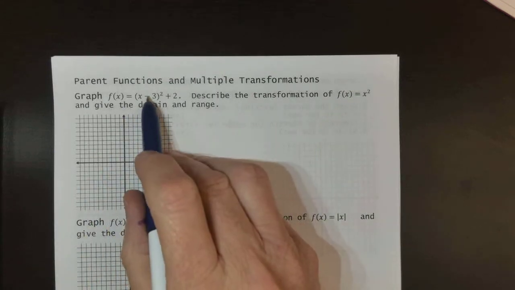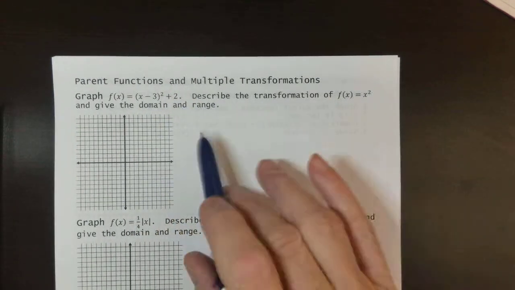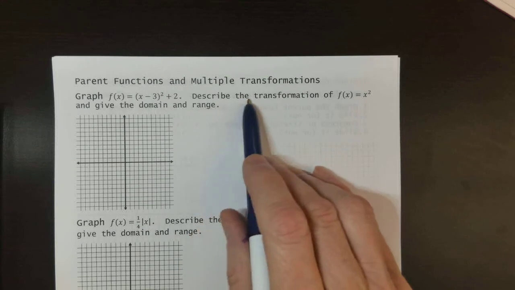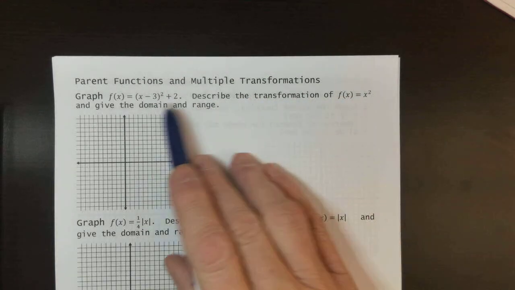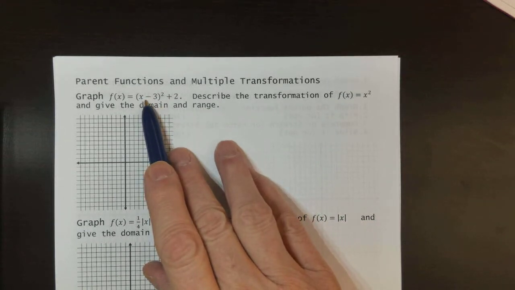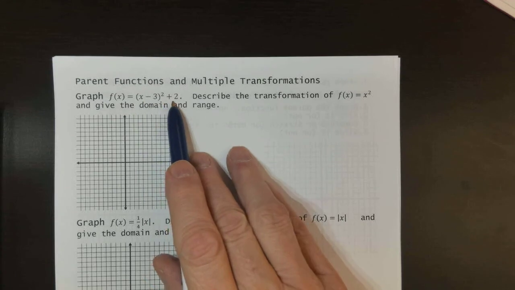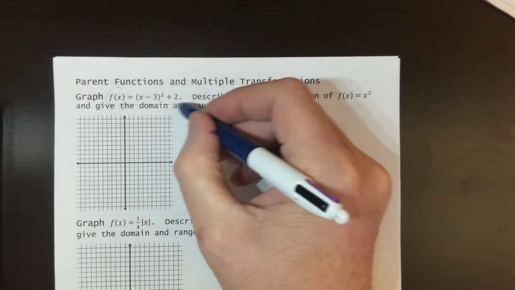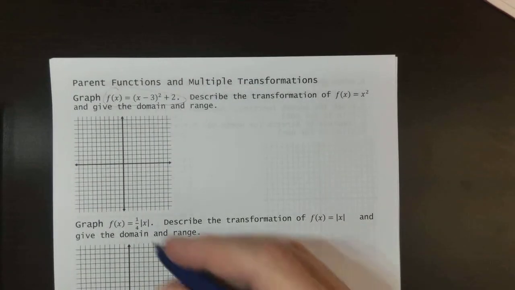All right, so I'm going to go ahead and graph. I'm hoping that you have done this and given this a shot already. Describe the transformation of f of x equals x squared, that this function is, f of x equals (x minus 3) squared plus 2, and then give the domain and range of, let's do it of the transformed function.